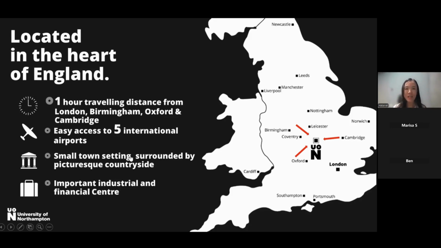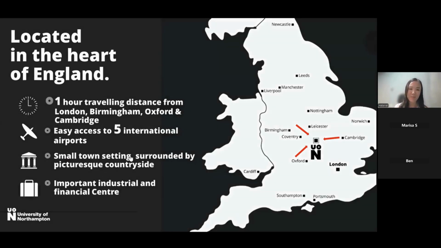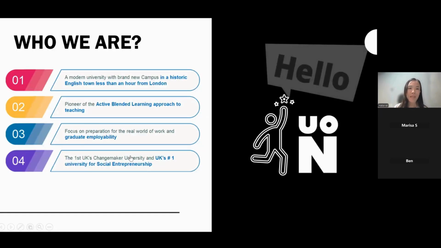degree. The university is located in Northamptonshire, which is not far from London. It's just 1 hour from London, 1 hour from Birmingham. We are near Oxford and Cambridge. So we are centrally located in the UK. We have a modern campus, which was built around 2019. So the campus is very new, but the university has been there for a long time.